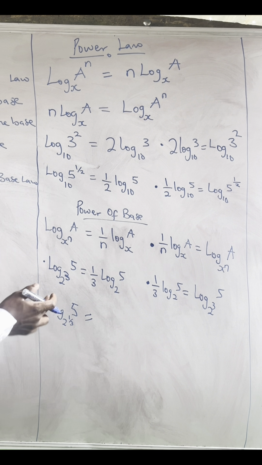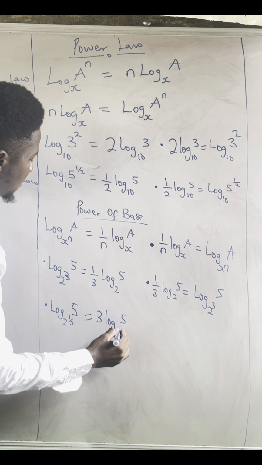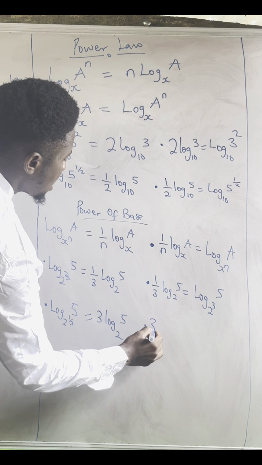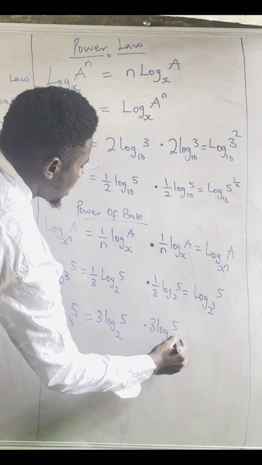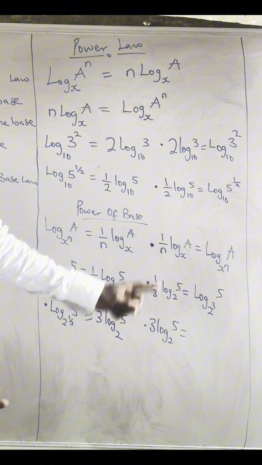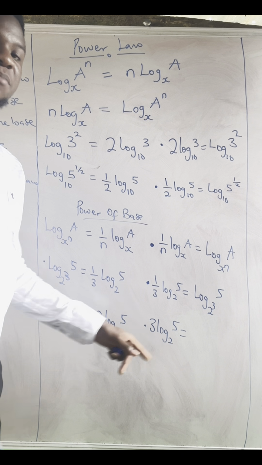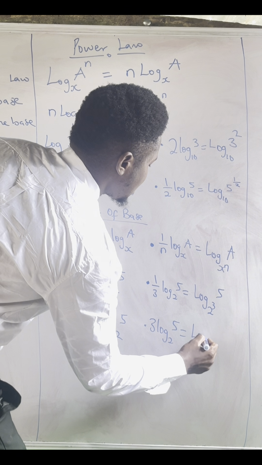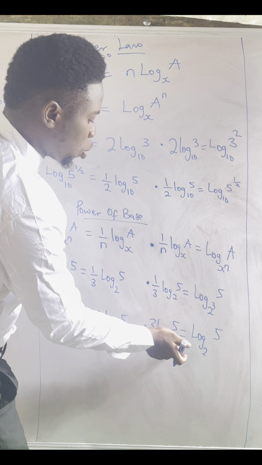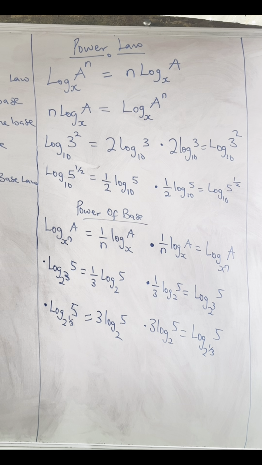Do you get that? So this will now turn to 3 log 5 base 2. And also, if I have it as 3 log 5 base 2, I can decide to use the power of the base law and bring this coefficient directly to become the power of the base. So this will then be written as log 5 base 2, and the coefficient coming here is going to be raised to power 1 over 3. So this is what the power of the base law is talking about.